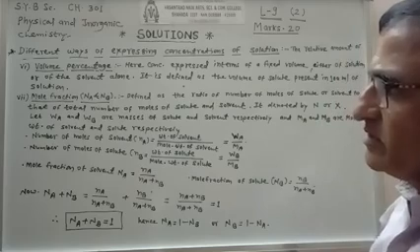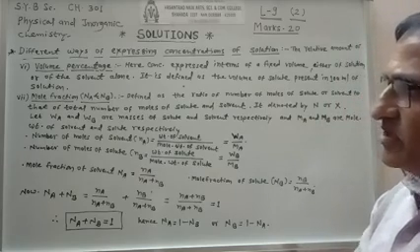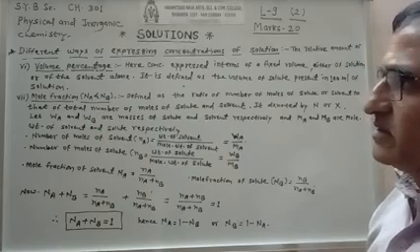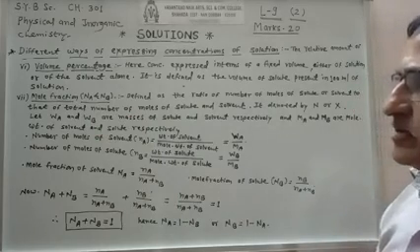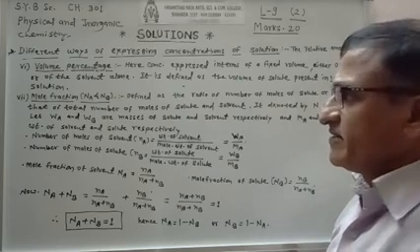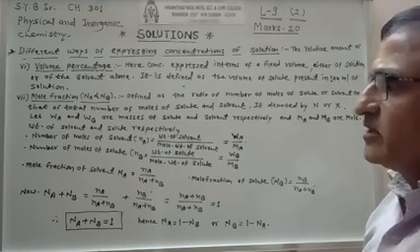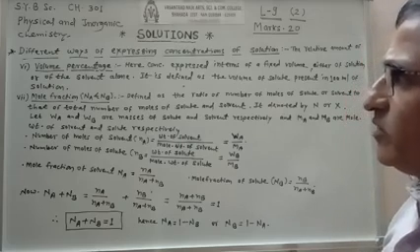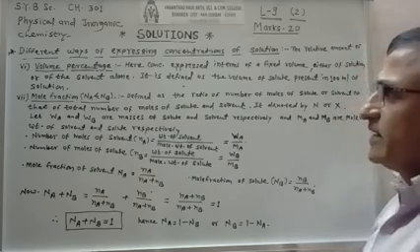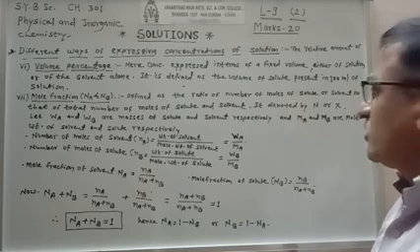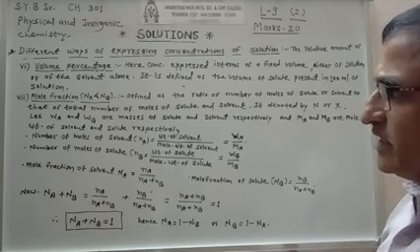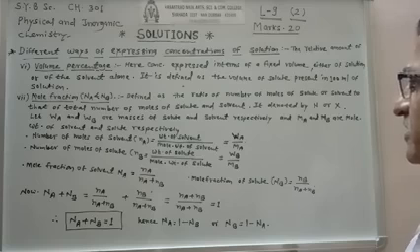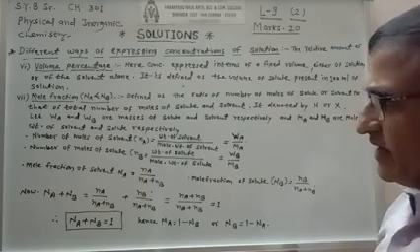And the most important term for expressing the concentration is the mole fraction, that is the seventh. This is expressed in terms of capital N or capital X. Here Na and Nb are the mole fractions of solvent and solute. Now the mole fraction is defined as the ratio of number of moles of solute or solvent to the total number of moles of solute and solvent. It is denoted by N or X.